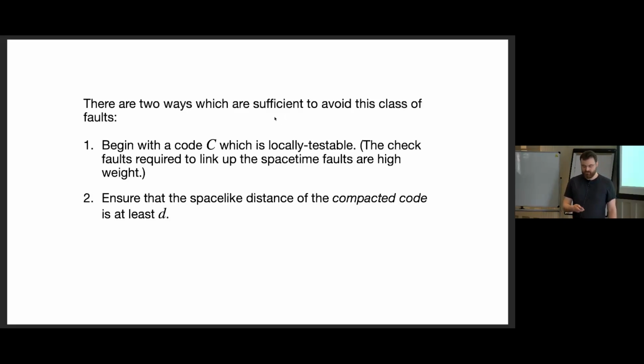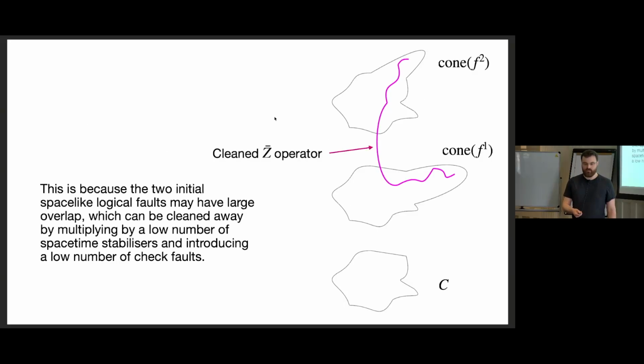And the point of this is that if the cleaning issue is that I could have some space-like support which has very little time-like stuff in its image, that can't happen if my initial code is locally testable, because the amount of time-like support must be in some sense proportional to the space-like support. That's actually not quite true, but morally that's what's going on here. And so if I wanted to introduce some new space-time stabilizers here to clean it, then they would clean it onto a large number of time-like errors between the rounds.